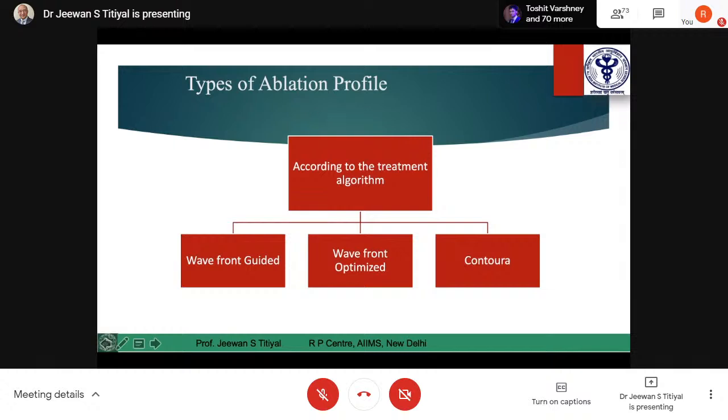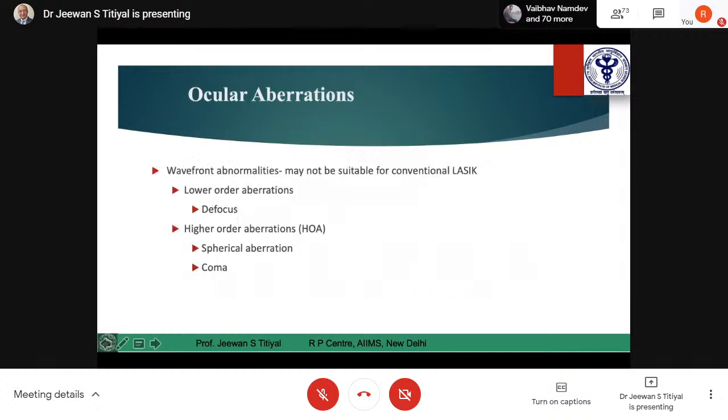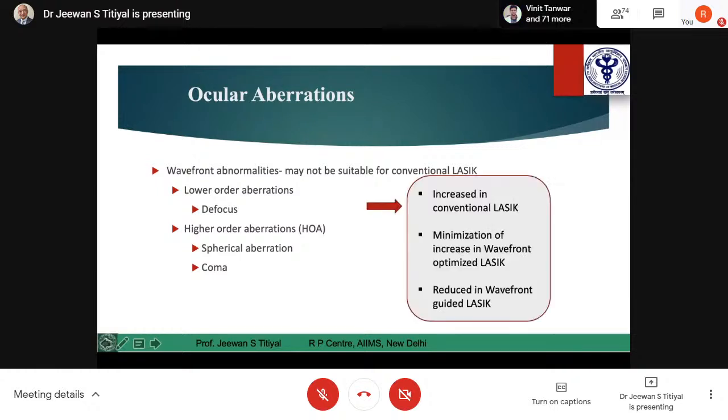Then you have a wavefront guided, or you have a Contoura, which is a new way of thinking about these patients. So if you have a lower order aberration, defocus, then conventional LASIK would not be absolutely suitable in these cases, because the patient does have wavefront abnormalities. There you have to look for correcting these cases in a different way. For higher order aberrations, as I talked about, spherical aberration, you have to go for an aspheric design, or coma, then you go for a wavefront type of treatment.